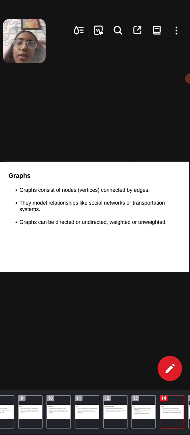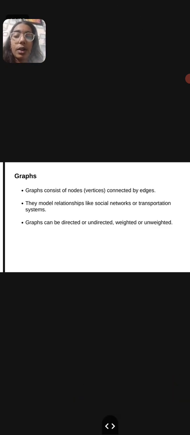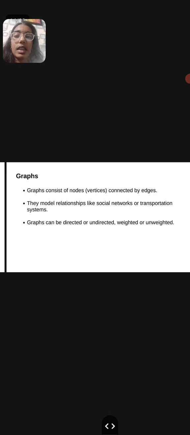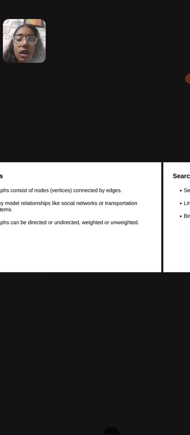Directed means the graph shows a particular direction, and an undirected graph doesn't show any direction. And then weighted means the graph has a particular weight for each edge, from each vertex to another vertex. That is a weighted graph. Where the graph has no weights, it is called an unweighted graph.